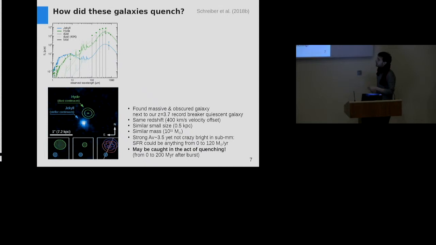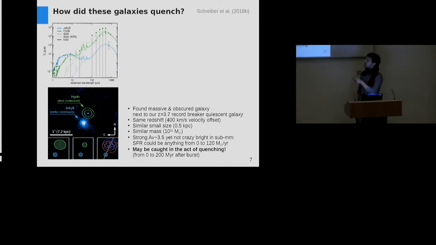But what's very different about it is that it has a very strong attenuation, about 3.5 in AV, which is one of the largest values you ever find in galaxies. Yet despite its super large stellar mass and super strong attenuation, it's apparently not forming a lot of stars, because in the far infrared it's not extremely bright. If you do a careful joint modeling of all the photometry of the object, from the ultraviolet to the far infrared, you find that the actual star formation rate of that dusty galaxy could be anything from 0 to 120 solar masses per year.